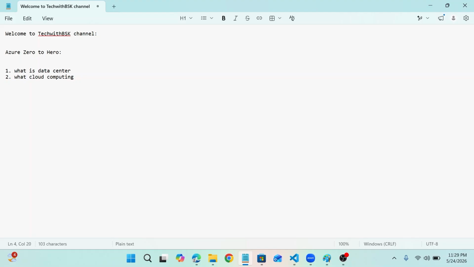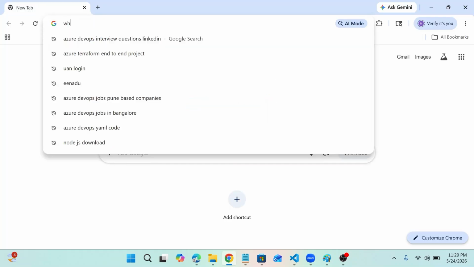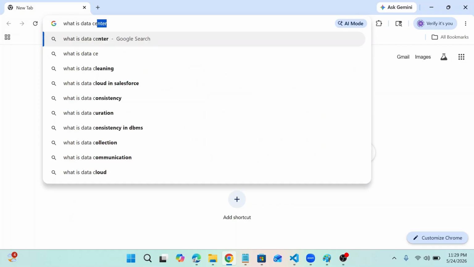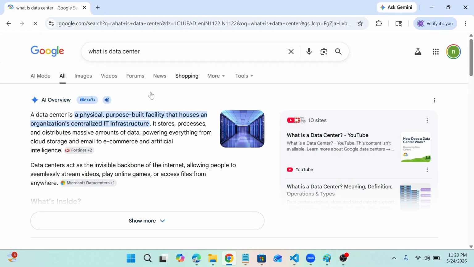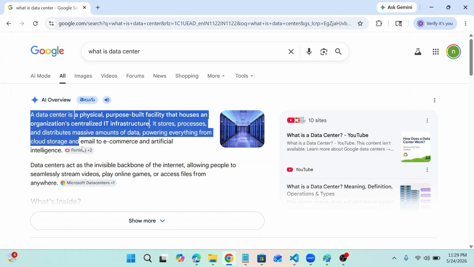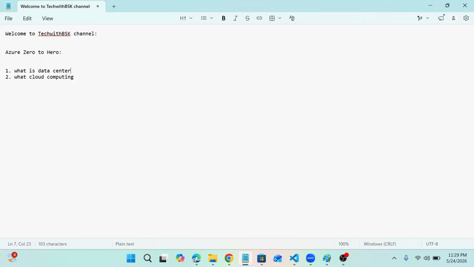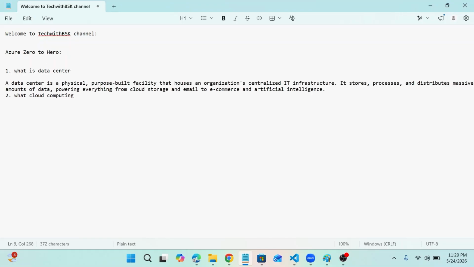So what exactly is a data center? Let's go to Google and check, so that you can understand a bit more clearly. What is a data center? A data center is a physical, purpose-built facility that houses an organization's centralized IT infrastructure. It stores, processes, and distributes massive amounts of data, powering everything from cloud storage and email to e-commerce and artificial intelligence.